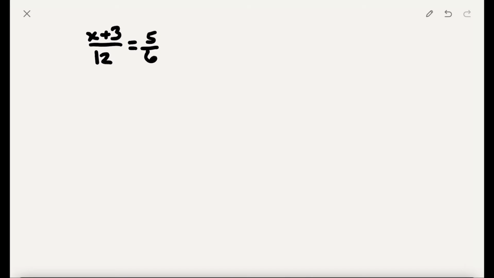And a good way of solving these is whatever the denominators are, that's what we're going to multiply by, and that basically cancels out any fractions you have. So right here we have a 12. I'm going to multiply both sides by 12.